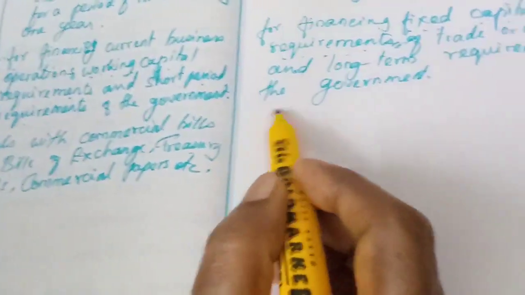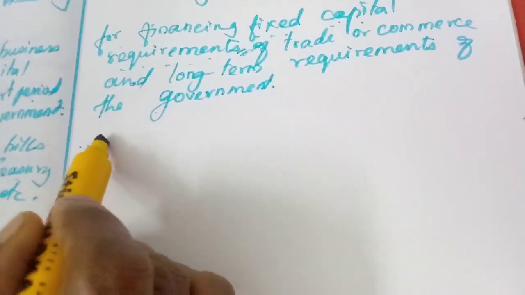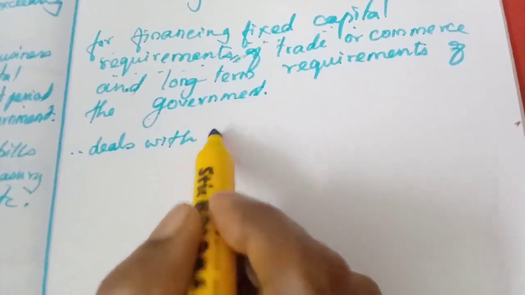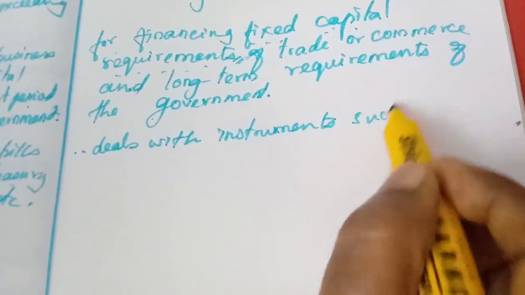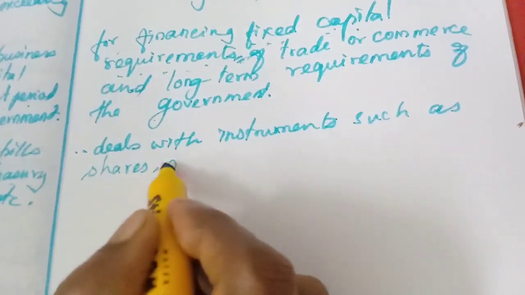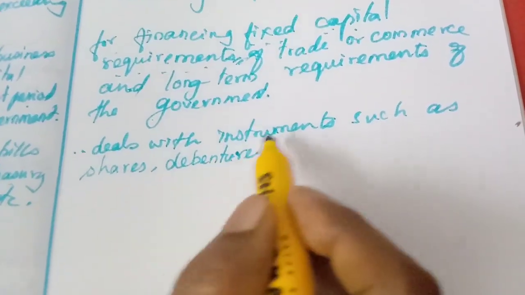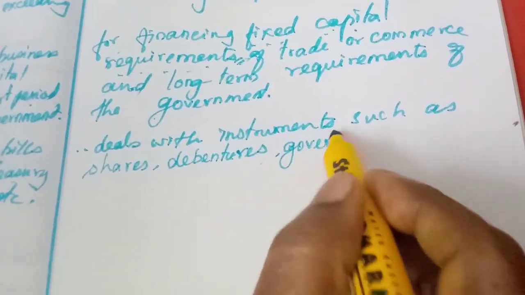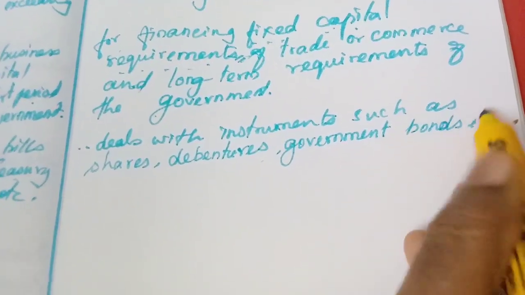Then, what does capital market deal with? Capital market deals with instruments such as shares, the ordinary company shares, then debentures. You know what is debenture? It is a debt instrument. Kadan Pattiram, understand? Debentures, then government bonds, all other government securities, whatever it is.